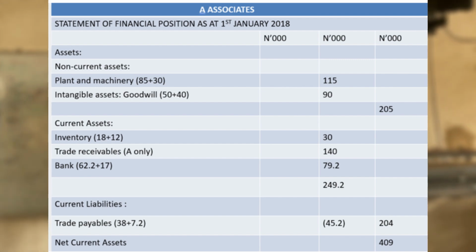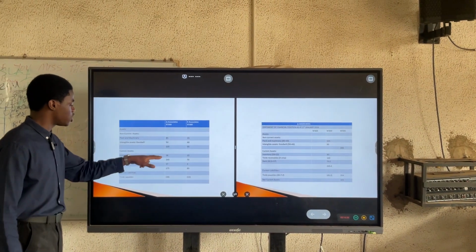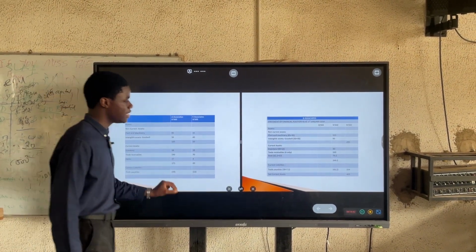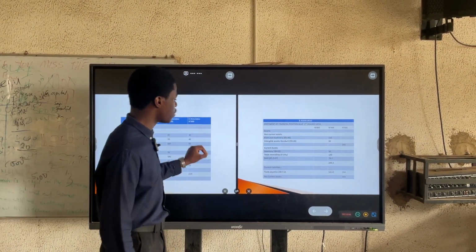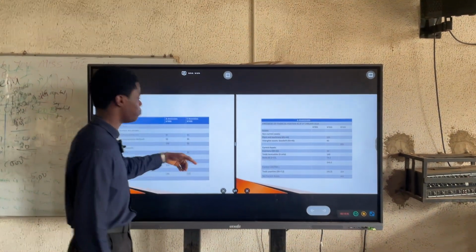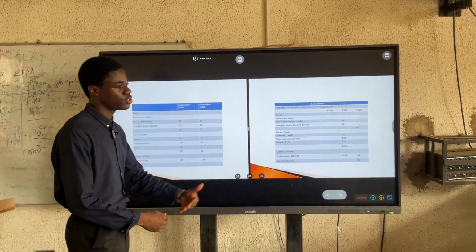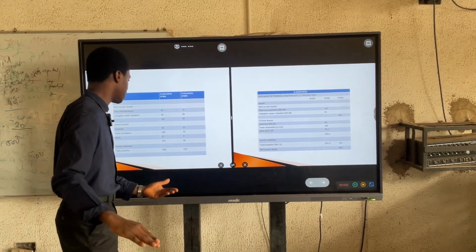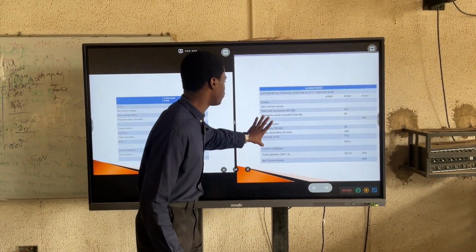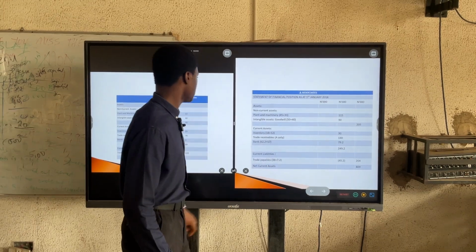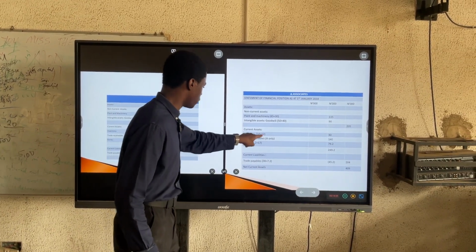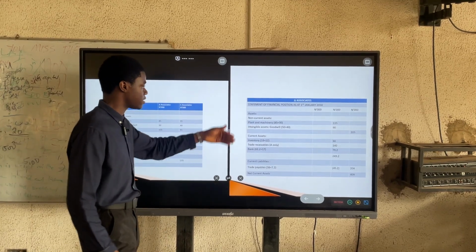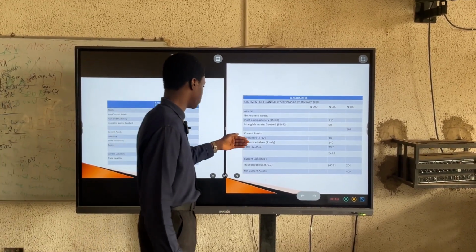Now for the current assets, remember that A associate before the absorption took place had 18,000. Now that 18,000, you're going to add it to what? 12,000, not 15,000, because they took over the inventory at 12,000. Remember that 3,000 was obsolete and it has been deducted. So they are taking over the inventory at 12. So when you add 18 plus 12, it's going to give you what? 30,000. That's the value that A associates took the inventory.